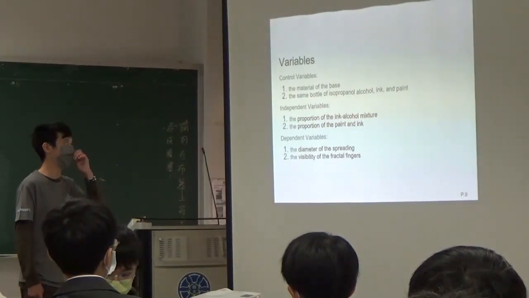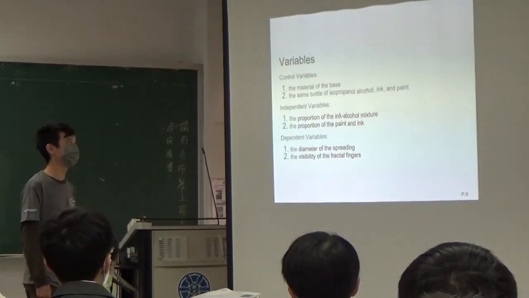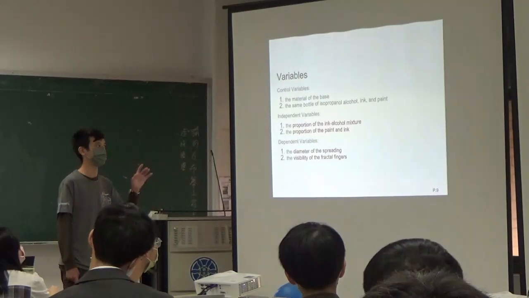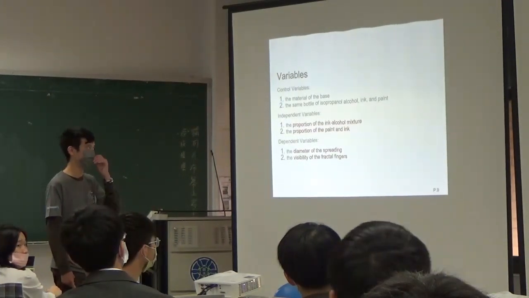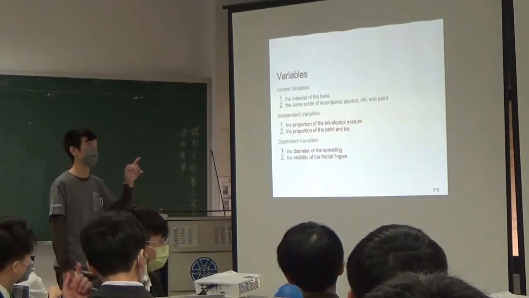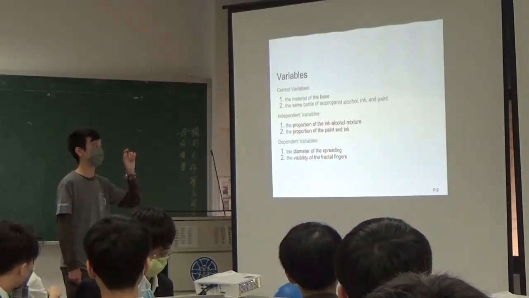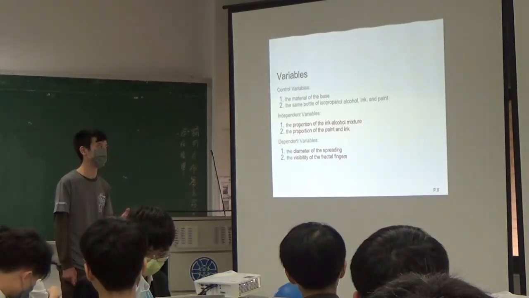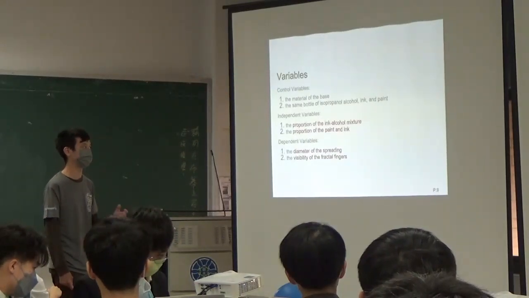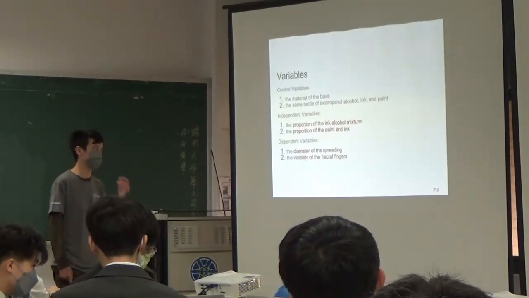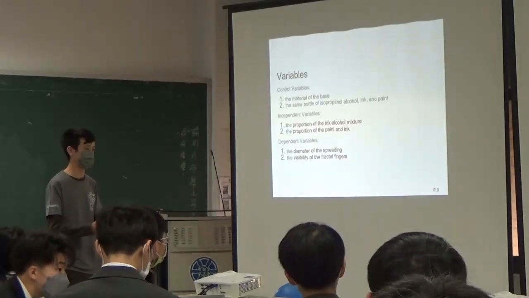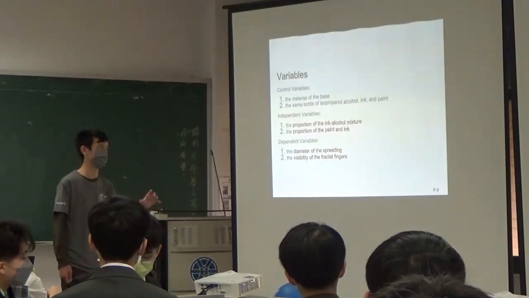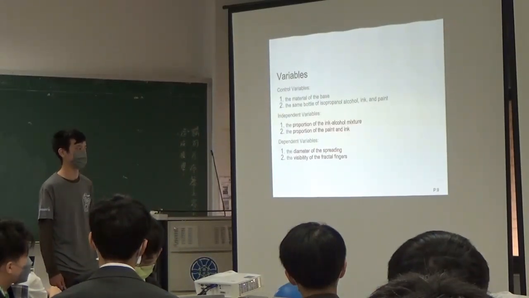Okay, so these are our variables. Our control variables: the first one is the material of the base, and the same model of isopropyl alcohol, ink, and paint. In this experiment, we prepare a wooden sheet for our base. The independent variables are, the first one, the proportion of the ink alcohol mixture, and the other is the proportion of the paint and ink. And the dependent variables are the diameters of the spreading. We use a ruler to measure the diameters of the circles, and the visibility of the fractal fingers around the circles.